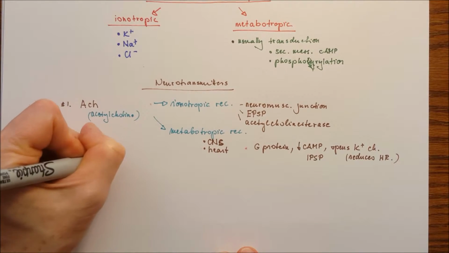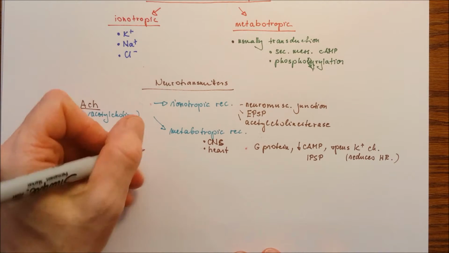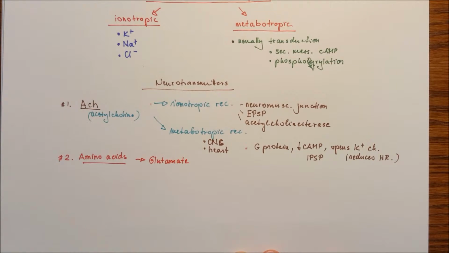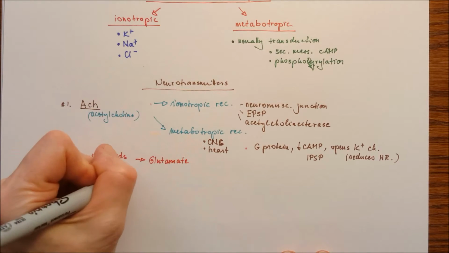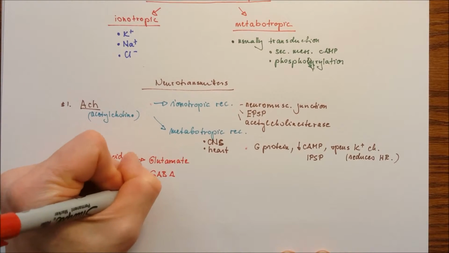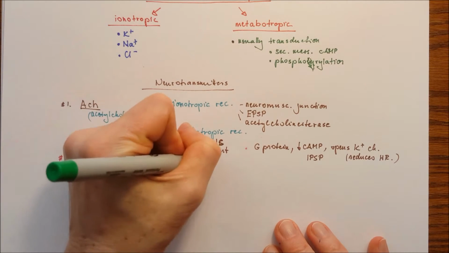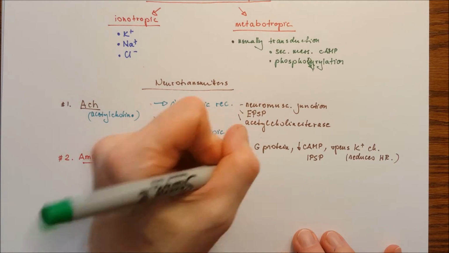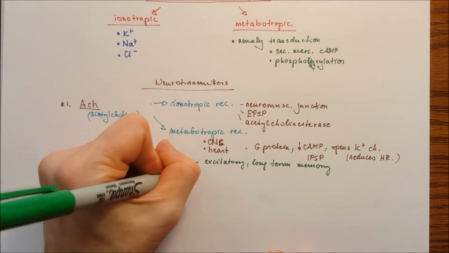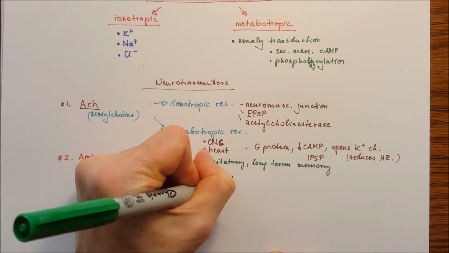The other group is the amino acids. The 3 amino acids that act as neurotransmitters are glutamate, GABA, which is gamma-aminobutyric acid, you just have to know GABA, and glycine. The first one is an excitatory neurotransmitter and deals with long-term memory. GABA and glycine are inhibitory neurotransmitters.